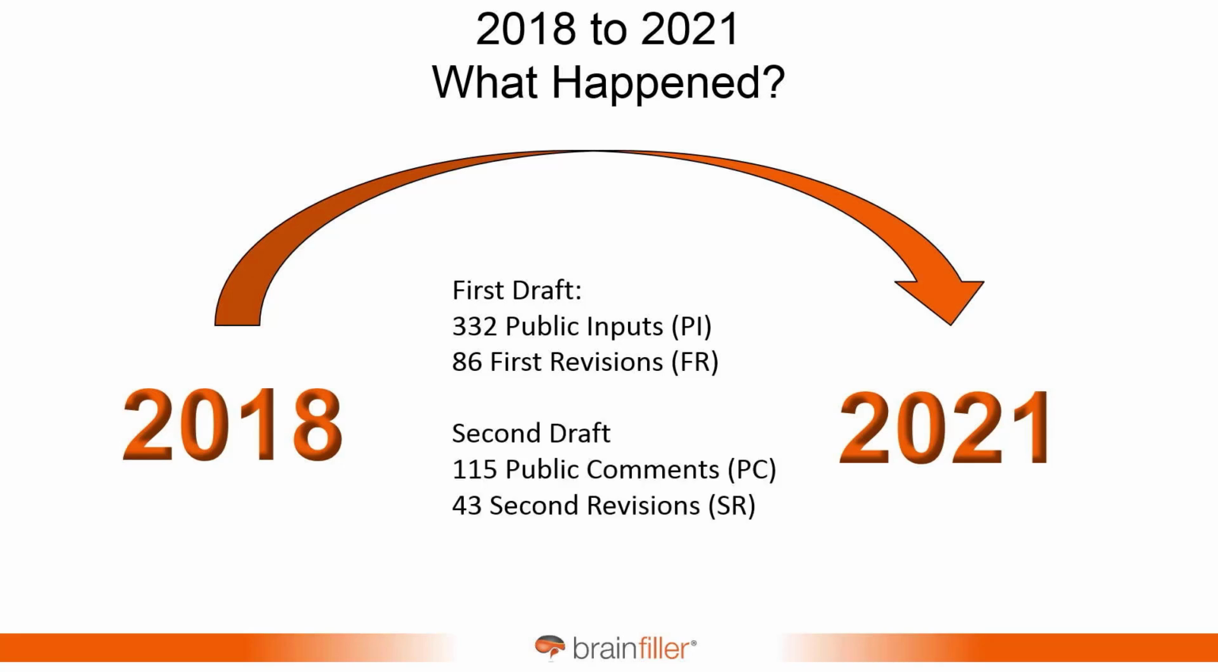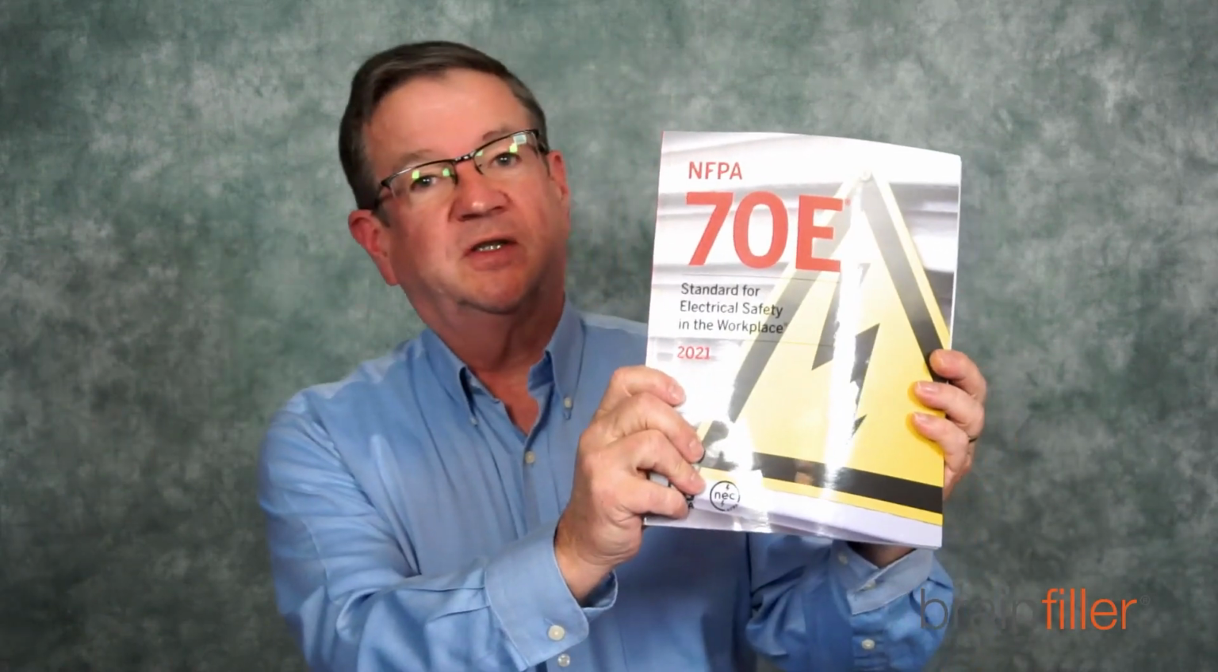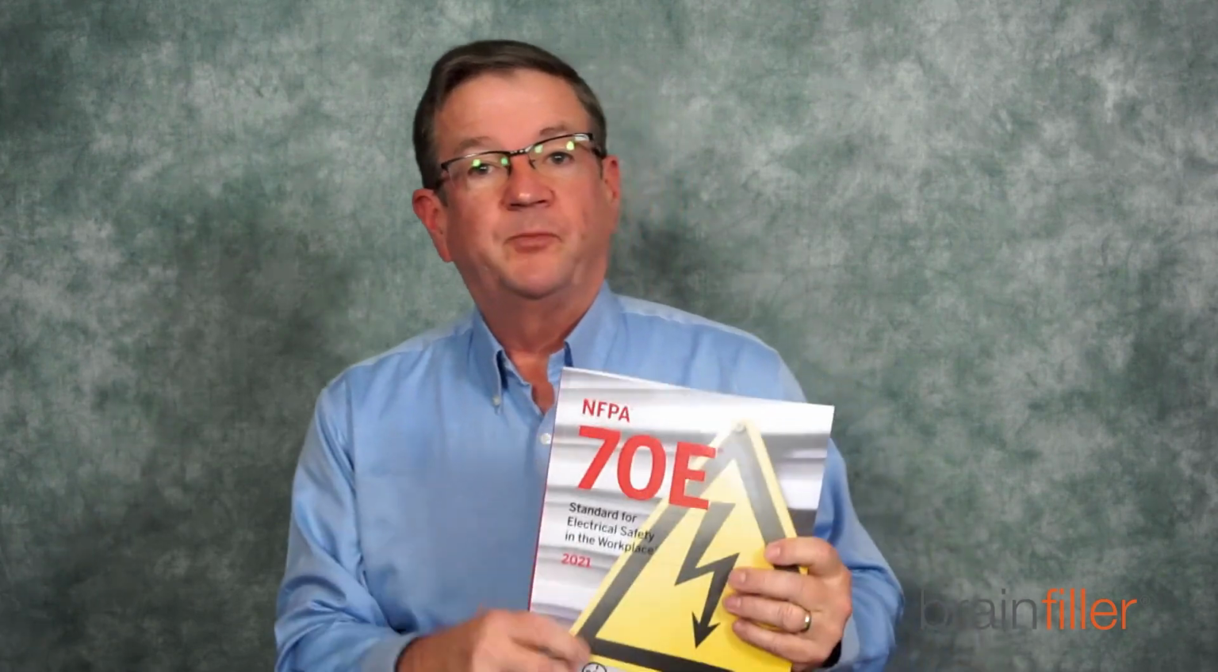The second draft had 115 public comments, and that led to 43 second revisions, and that is what took us to 2021. The last time that we met was in Indianapolis last summer, and that was just to finalize a few things. And then after we met, everything went off to publication, and in early September of this year, 2020, we have the latest and greatest edition of NFPA 70E. Yes, you can get this from the NFPA website. You can get it from Amazon.